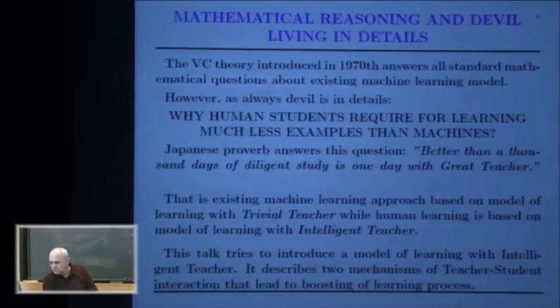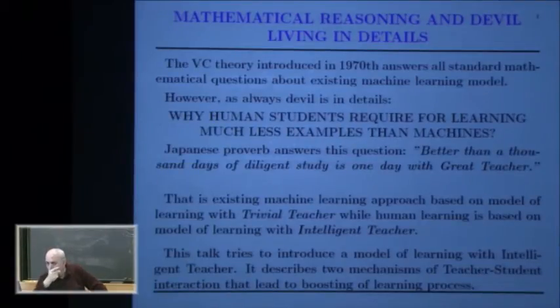That was the theory. And it looks like this theory is almost exhausted because it answers all your questions. It gives necessary and sufficient conditions for learnability. It gives a bound which cannot be improved. It gives a principle which you have to implement to get an algorithm, and it gives an algorithm which satisfies this principle. But the devil is in the details.